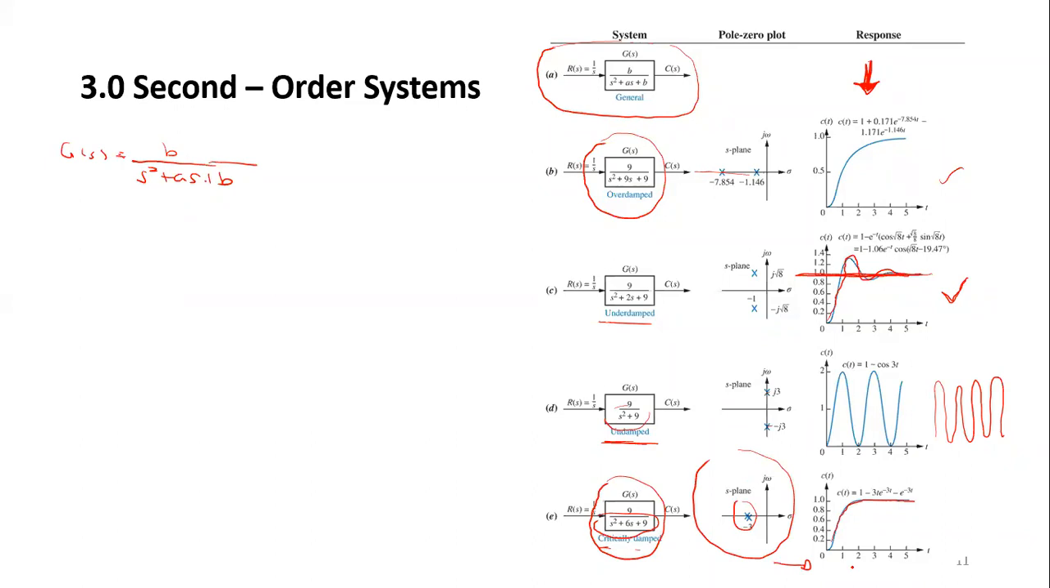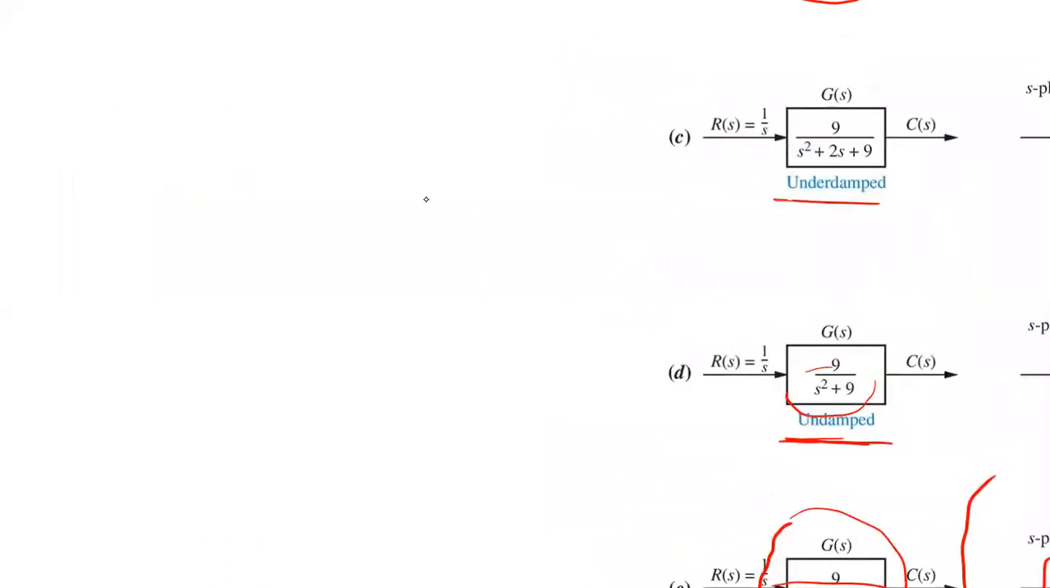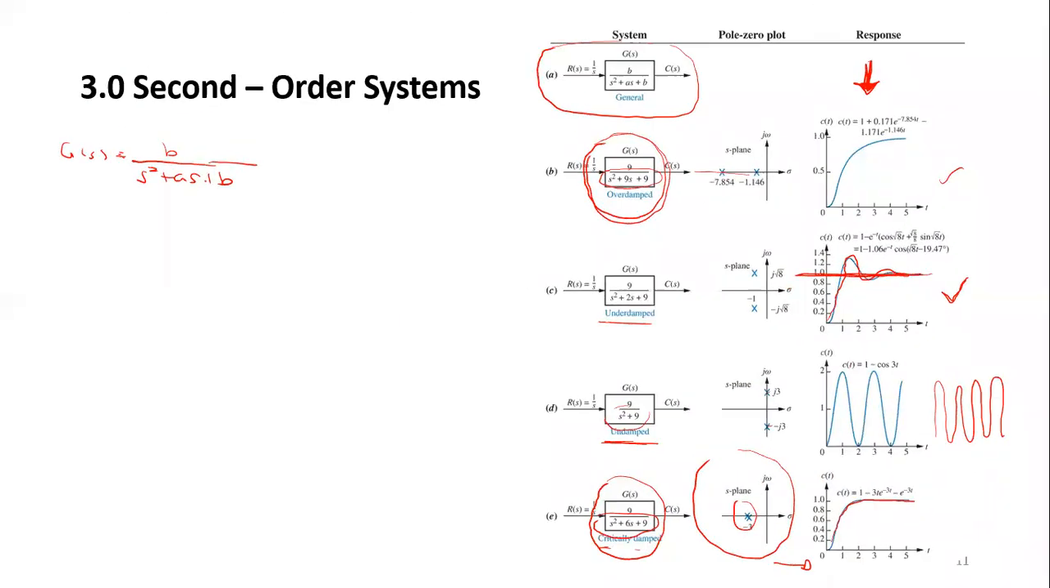I'm going to repeat. If you have a system with this transfer function, for example overdamped, when you factorize the denominator, you get the value of S at two real values. When you plot it on the S plane, it is plotted on the real axis. So you can expect that this is an overdamped system. This is what this whole table is telling you.